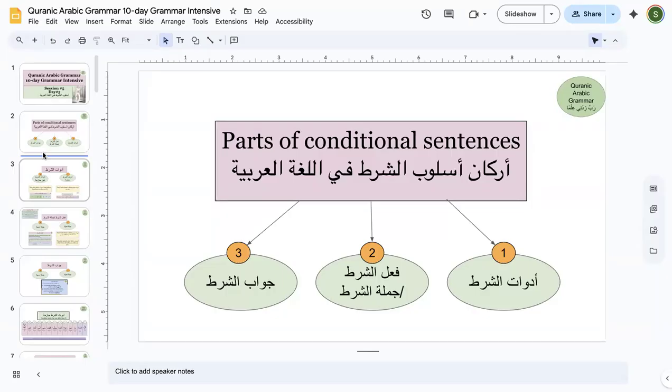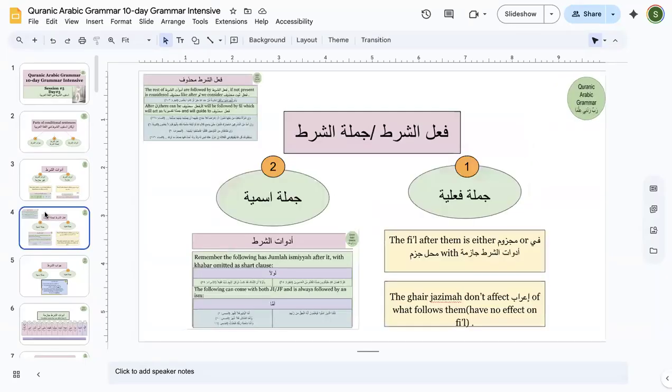Okay, so do you always have to have a fi'lu shart, or sometimes is there a deletion of that? Okay, let's just do it together. When it comes to your shart clause, your condition clause, which is your jumlatu shart, it is called jumlatu shart. Some will call it jumlatu shart, and some treat it as fi'lu shart.